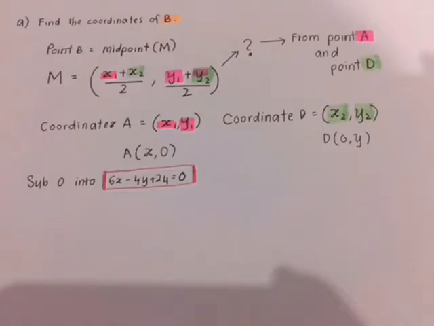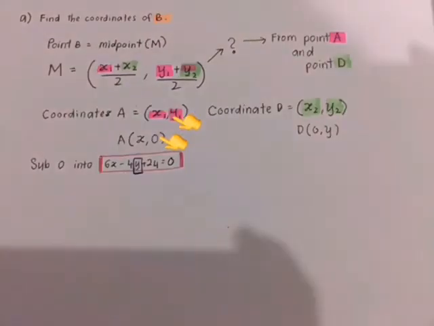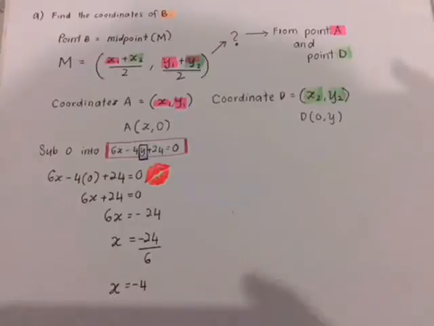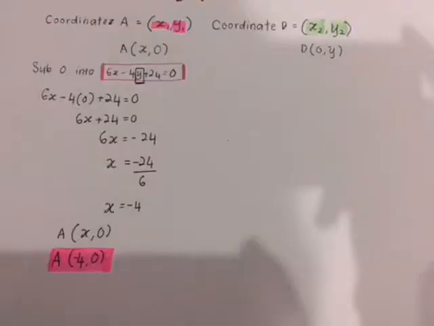To find x, substitute 0, which is the y1, into the y of the equation 6x minus 4y plus 24 equals 0. The equation comes from the information given. So substitute like usual: 6x minus 4 times 0 plus 24 equals 0. 6x plus 24 equals 0. 6x equals negative 24. x equals negative 24 divided by 6. x equals negative 4. So A is (negative 4, 0).